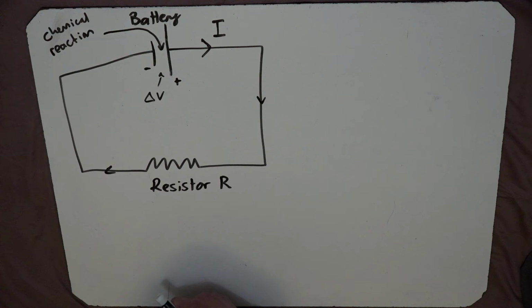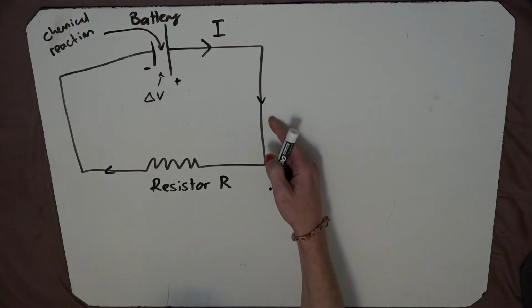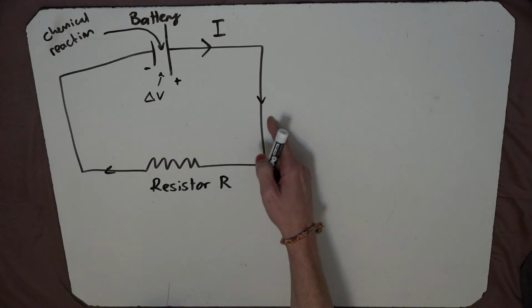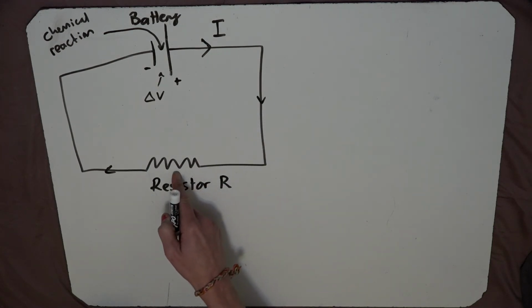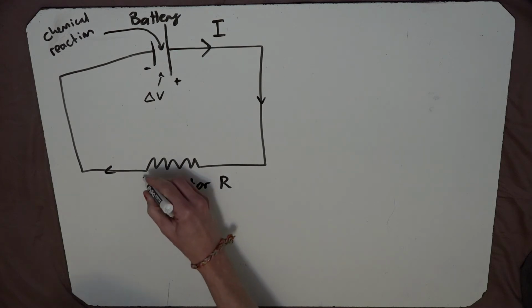The next thing with electric circuits is that we assume that the wires have no resistance and that all the resistance in the circuit is located in the resistor.